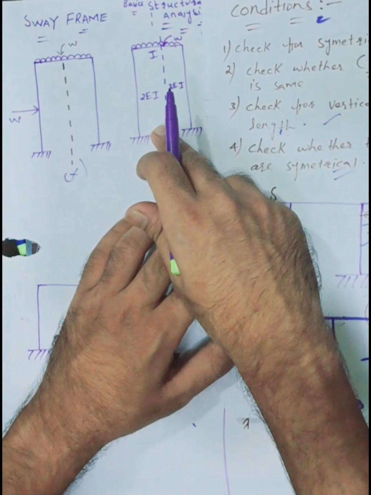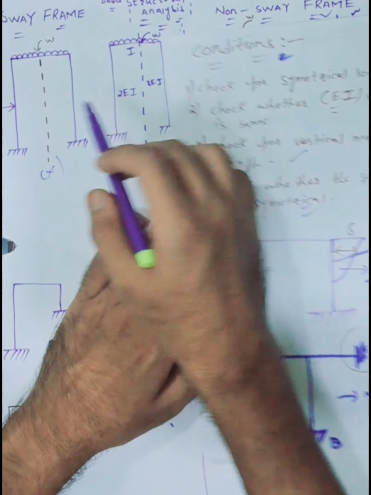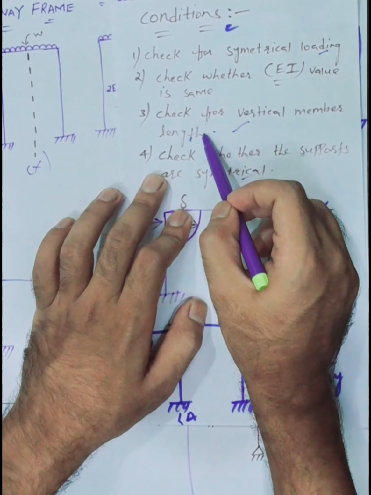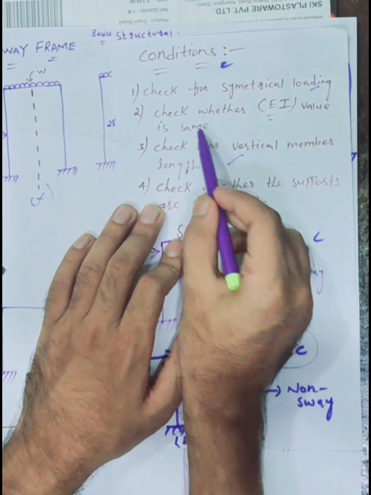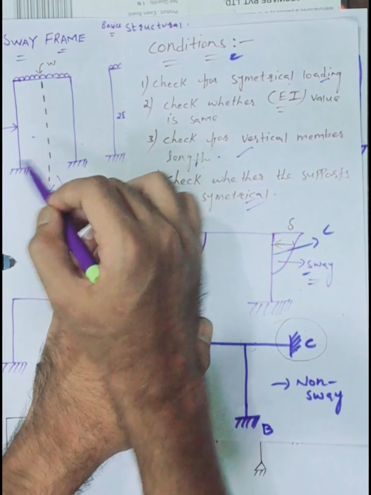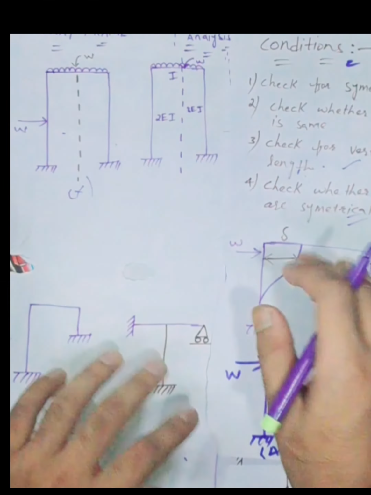तो नेक्स्ट सी सेकंड वन. इसमें और क्या है? चेक फॉर वर्टिकल मेंबर्स लेंथ. वर्टिकल मेंबर्स लेंथ तो सेम है, लेकिन ये जो हमारा सिमेट्रिकल लोडिंग है उसकी वजह से वहीं वो प्रूफ कर दिया है कि स्वे फ्रेम.